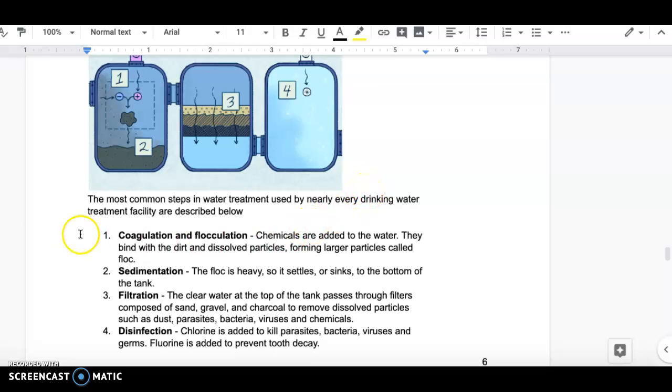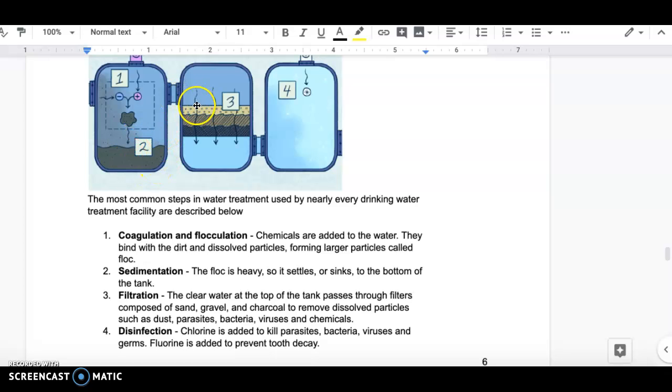Step 1, right here, coagulation and flocculation, where chemicals are added to the water and they bind with the dirt and dissolved particles in the water, forming larger particles called floc. That's right here. Then sedimentation, right here you see in step 2, when the floc is very heavy, it settles or sinks to the bottom of the tank.